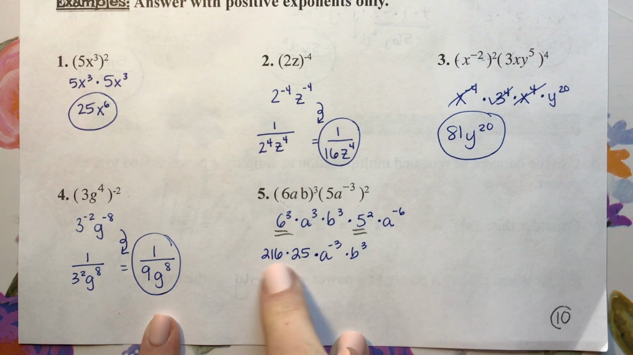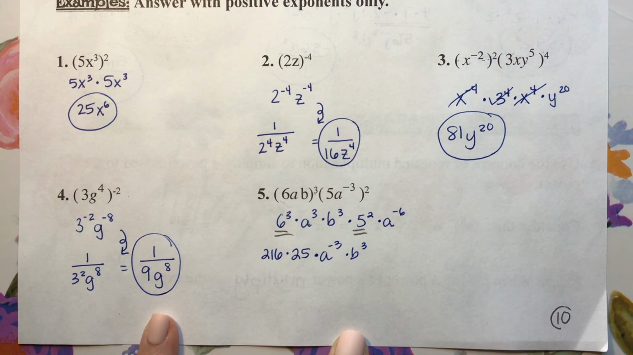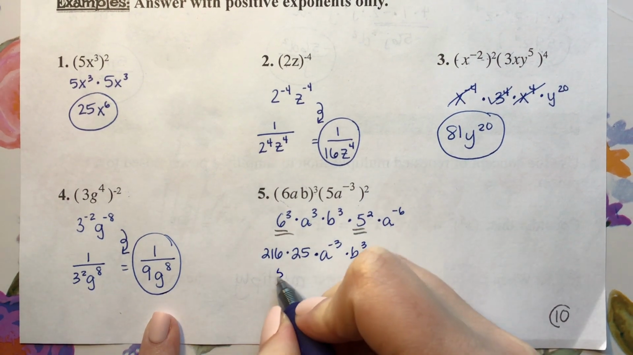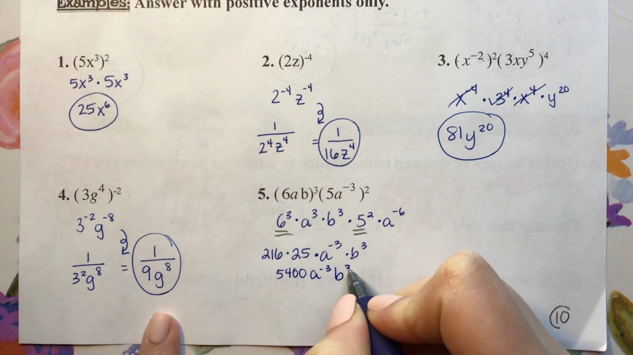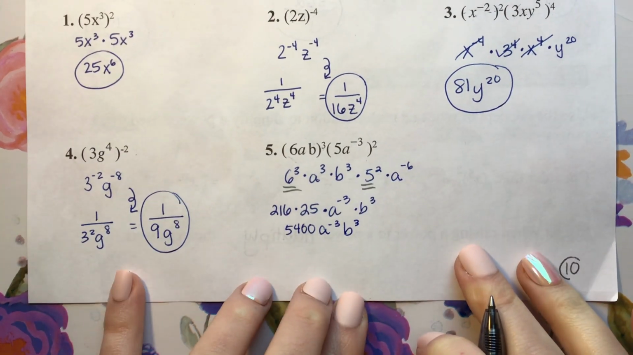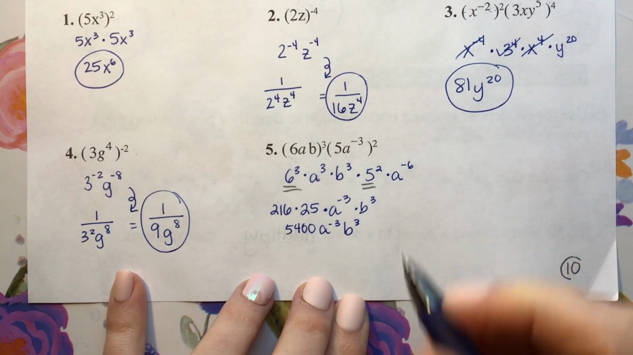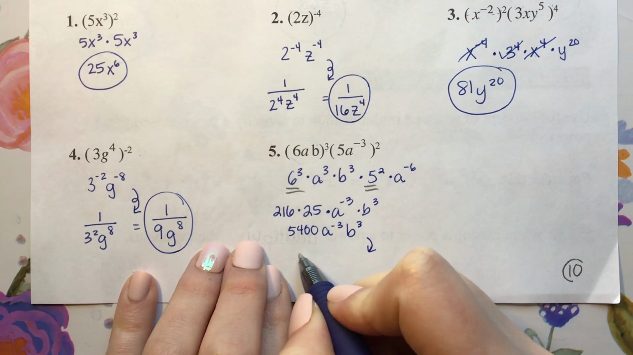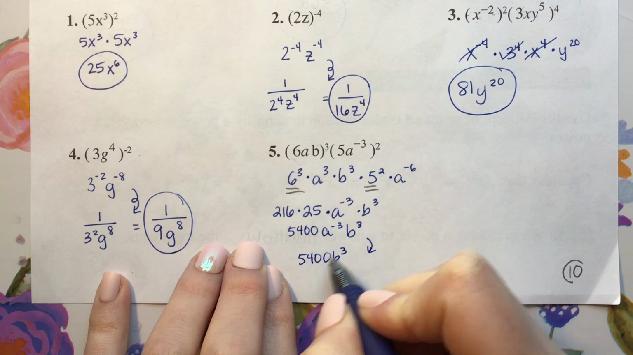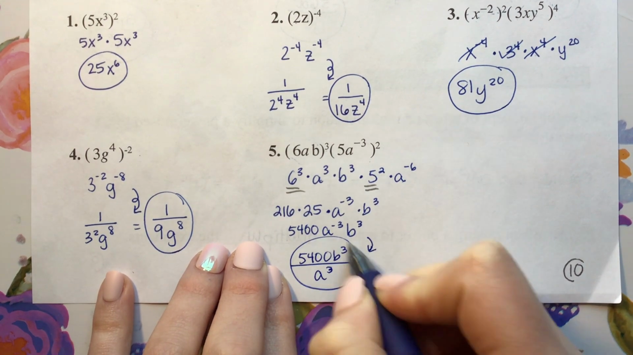I want to multiply these two numbers out, so that gets me 5,400, a to the negative 3rd, b to the 3rd. And the last thing I'm going to do is get rid of my negative exponent. So I'm going to get 5,400, b to the 3rd over a to the 3rd.